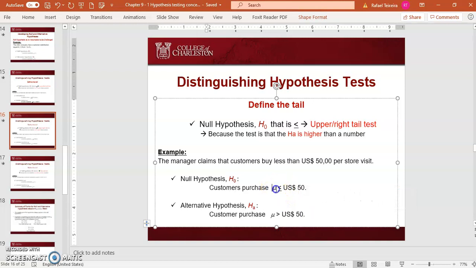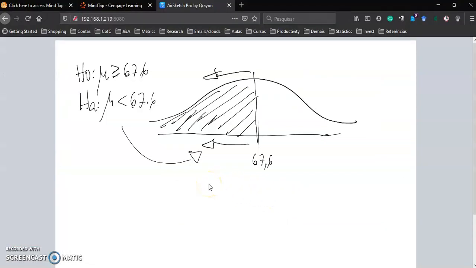Okay, if the null says smaller or equal, the alternative says higher. It's always like this. It's always the opposite, and the equal sign is always in the null hypothesis, never in the alternative hypothesis. Okay, so let me show you that here.